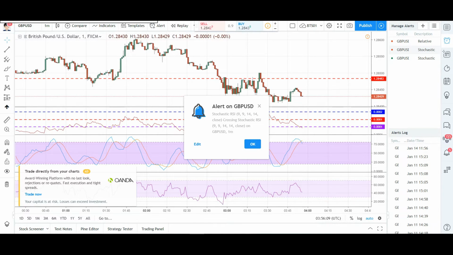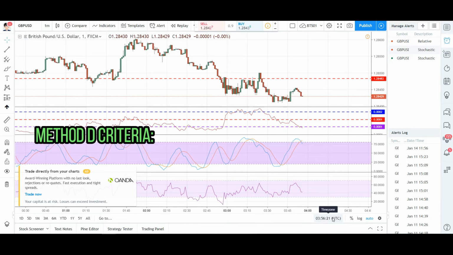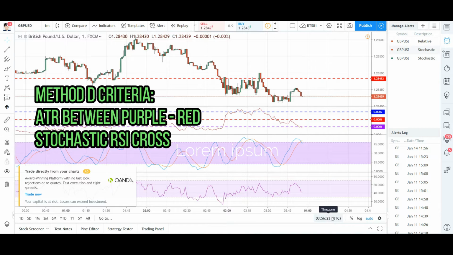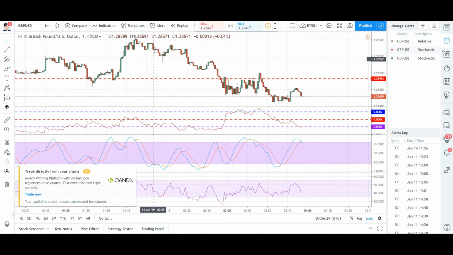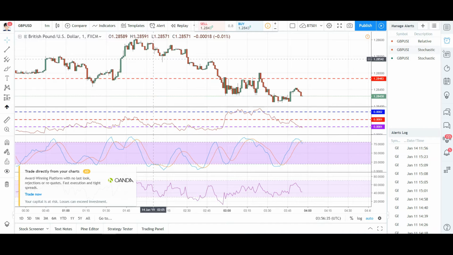All right guys, so we have our first trade example over here. The alert has just come out at about 356.12. The ATR condition is at the purple line, so we'll be approaching this with method D. What we've got to do is wait for the timer to reach 356.30 seconds, which is right now, and then I will turn on the robot V3 right now. Let's wait for a trade to be executed.